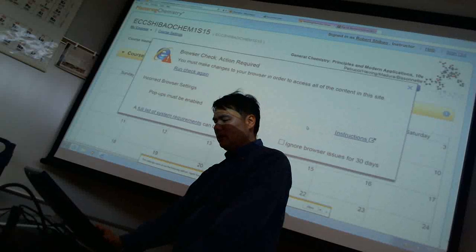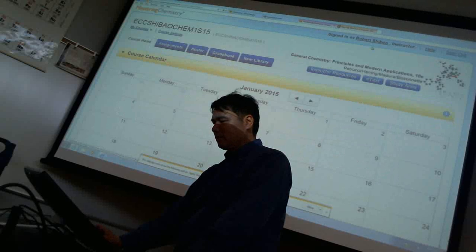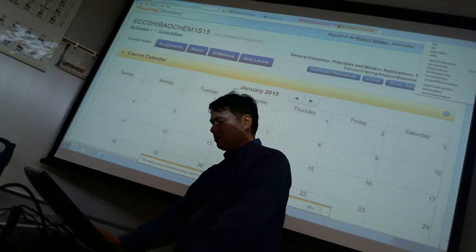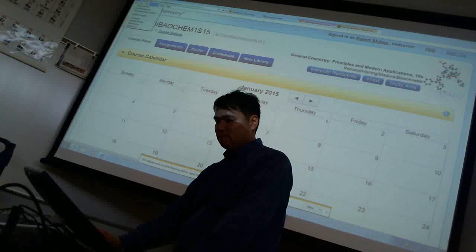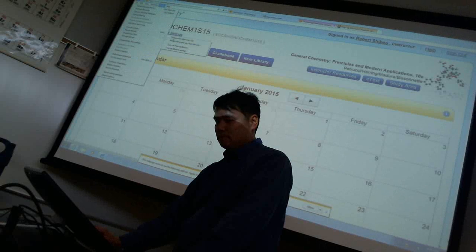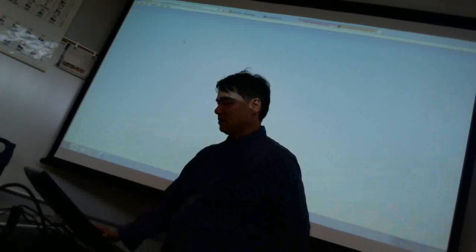Somebody tell me, how can I enable pop-ups in Explorer quickly? Oh no. Have you tried the file on the left, the top? Yeah, that's one of the things that can... Under 5. There you go. Okay, thanks.